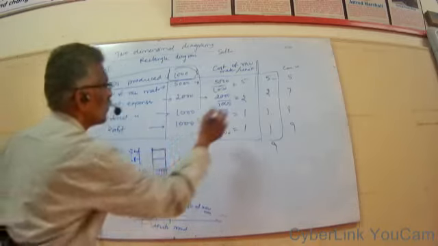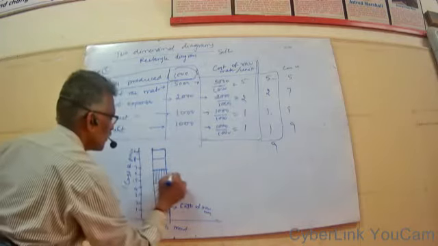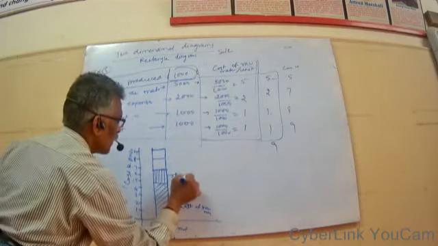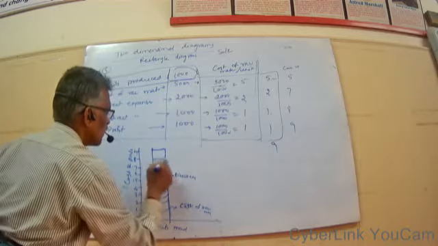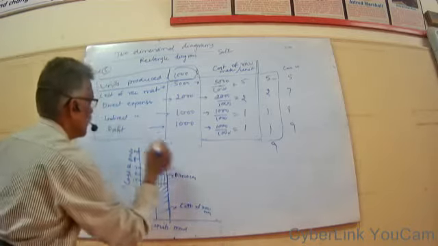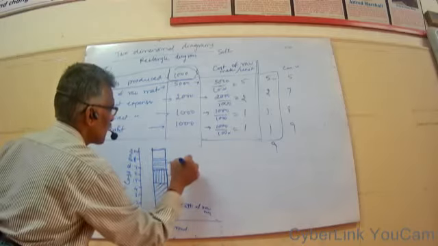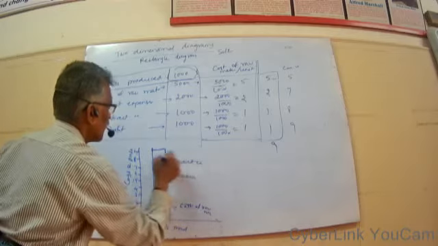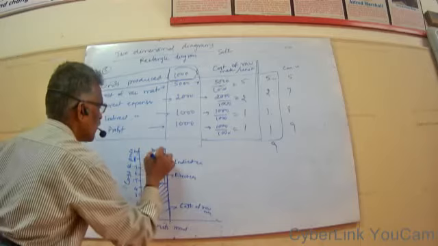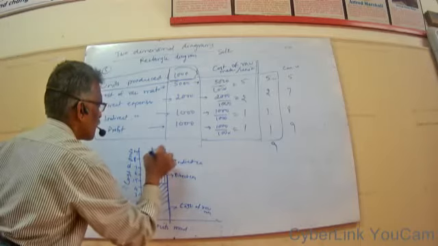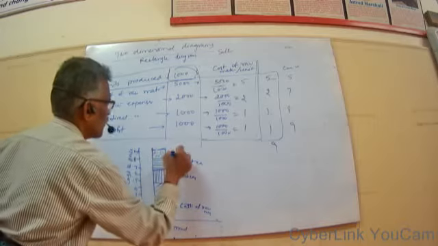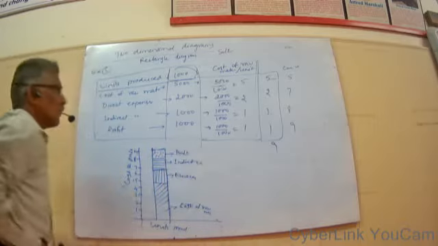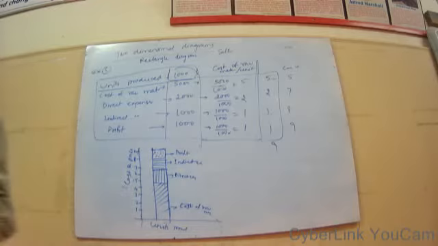This 2 is direct expense. This is indirect expense, and this is profit. This is the way of drawing this two-dimensional diagram.